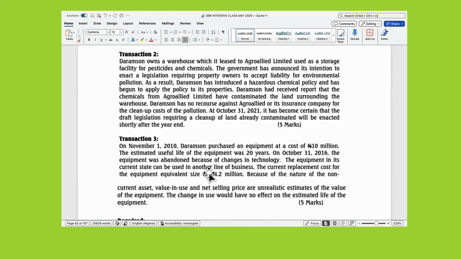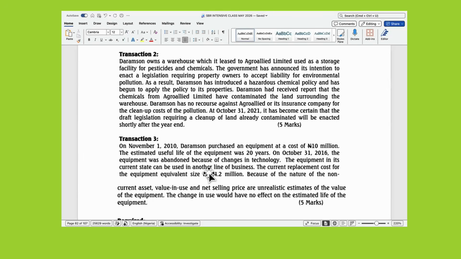Here you talk about the principle that this asset is abandoned, so we need to test it for impairment by comparing carrying amount to its recoverable amount. Recoverable amount is the higher of fair value less cost of disposal and also value in use. But in this case, we're not given either of the two, right? So we have to use current replacement cost of 4.2 million as the recoverable amount.